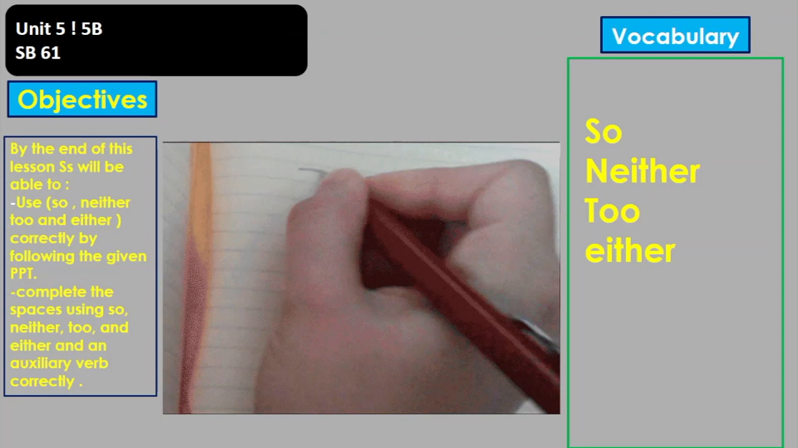Our lesson for today is devoted to grammar structure. So we have two main objectives to realize for today. By the end of the lesson, you will be able to use so, neither, to, and either correctly. The second objective for today is to complete the spaces using so, neither, to, and either, and an auxiliary verb correctly as well. So let's get started.